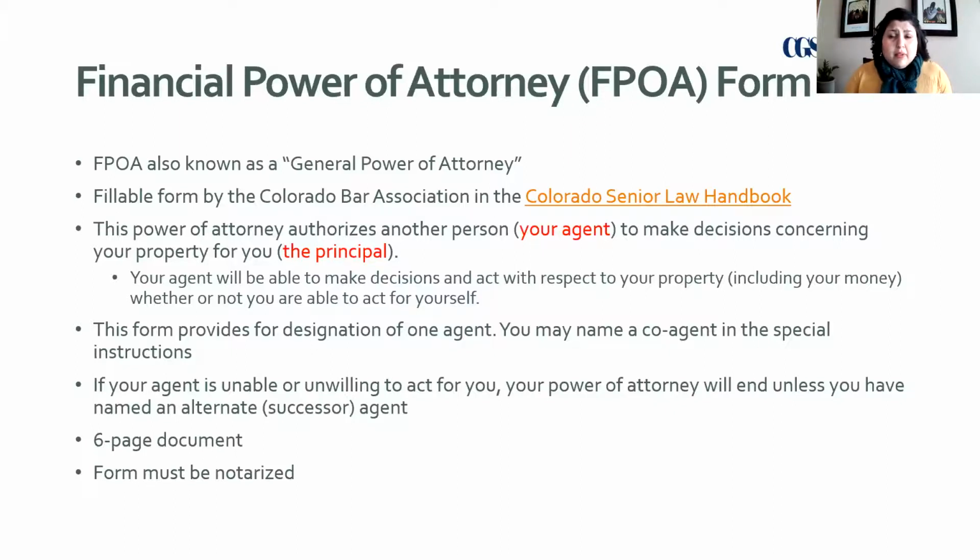Also, like I said before, if you do not talk to the individual or individuals that you're thinking about as an agent and alternates, note this here. If your agent is unable or unwilling to act for you, your power of attorney will end unless you have alternates. Okay, so this is why it's so important to talk to folks before we put their name down on the form, because we want to make sure that we are fully protected and that they're willing to take on that responsibility.